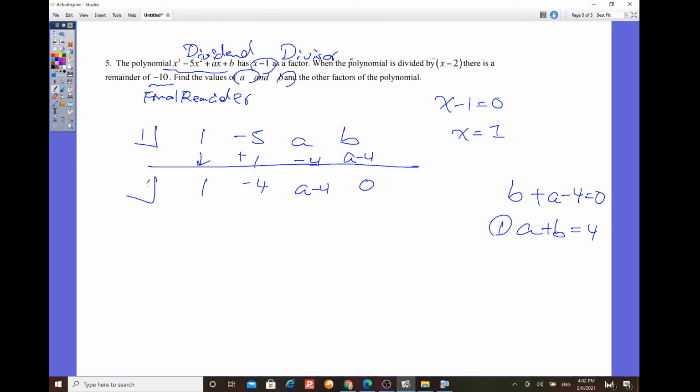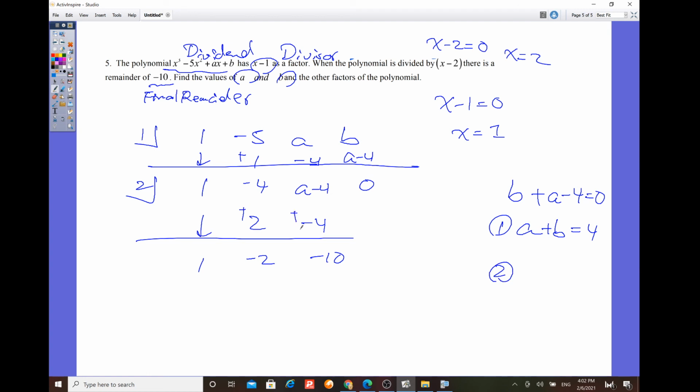Another divisor, so that'd be 2. Again, set x minus 2 equal to 0, so x is what? 2. Continue with that. So 1, bring it down. 1 times 2 is 2. Negative 4 plus 2 is negative 2. Negative 2 times 2 is negative 4. And the final remainder for this one, what is it? It's negative 10. So the second equation shows that a minus 4 plus negative 4, just minus 4, equals negative 10. Solve for a. So a minus 8 equals negative 10, so a equals negative 2. If a equals negative 2, then b equals what? 6.